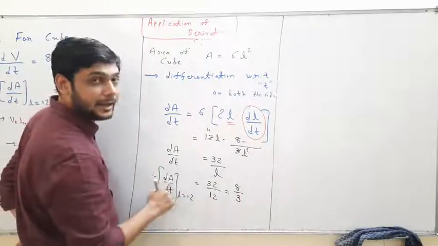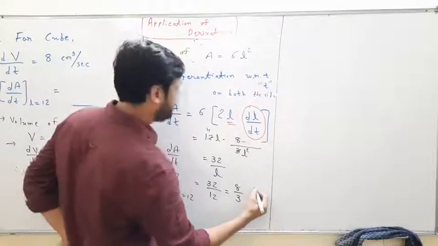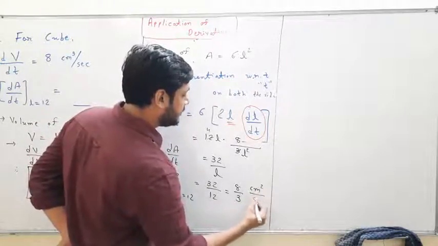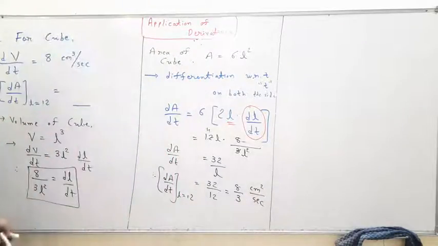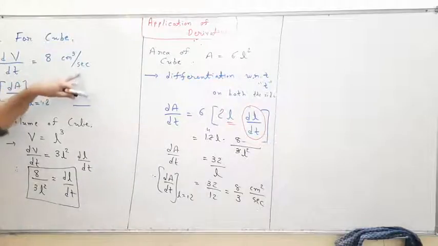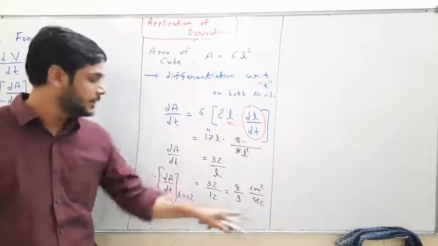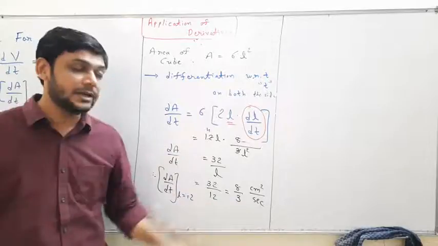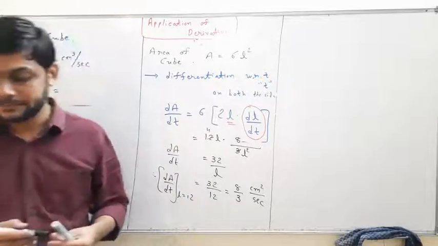Unit: area unit is centimeter square, and with respect to time, the unit is second. So dA by dt is 8 upon 3 centimeter square per second.